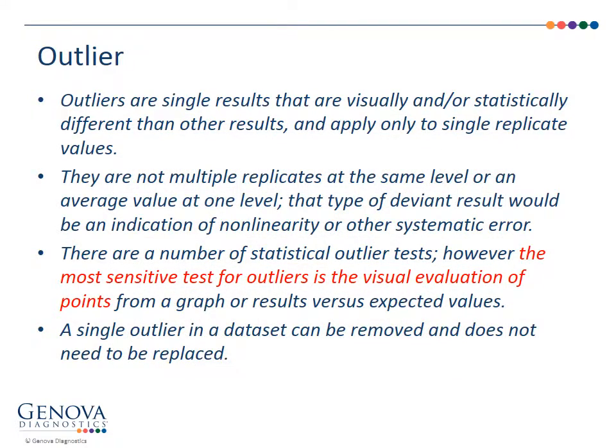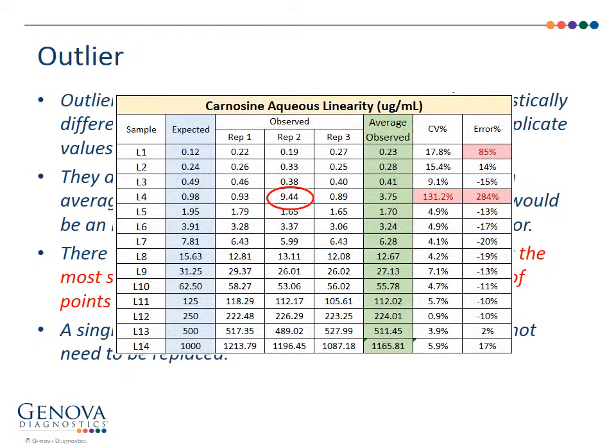There are a lot of statistical tests to figure out outliers, and again, we will talk about that during the error training, but the most sensitive test for outliers is a visual examination of the points. This came right out of that CLSI document. They said the best way to find outliers is just the things that pop out as just not right. You remember this one? So the 9.44, that's just something different. So if that wasn't that we mistyped it, that is a clear, obvious outlier. And those can be removed without needing to be replaced.